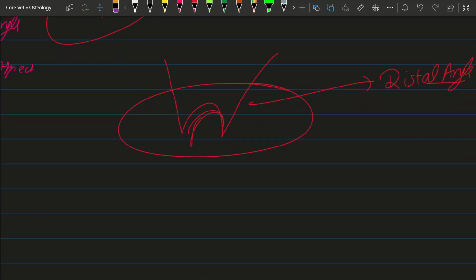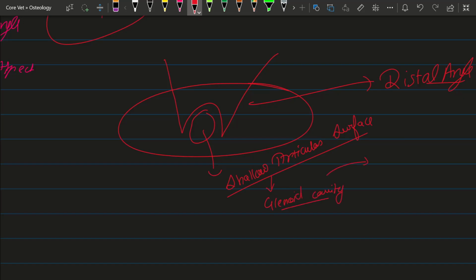This is what I'm marking. This is the shallow articular surface, known as the glenoid cavity. What is the function of this glenoid cavity? It gives accommodation to the head of the humerus.